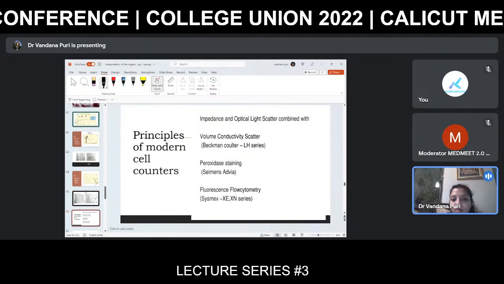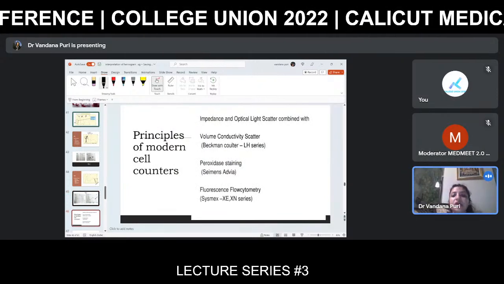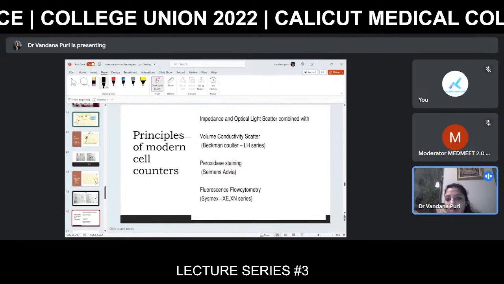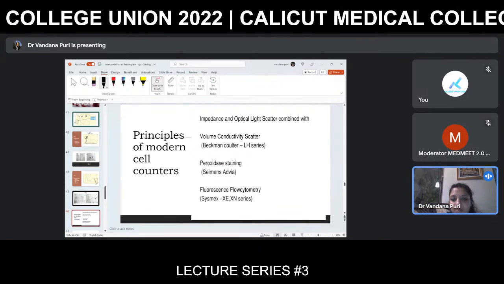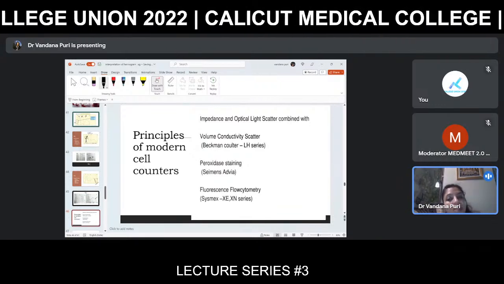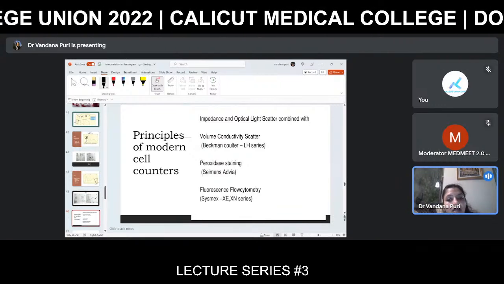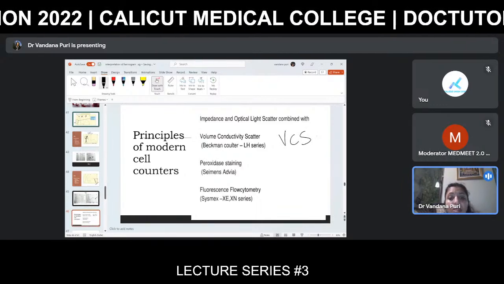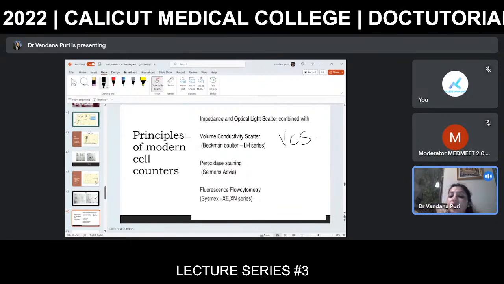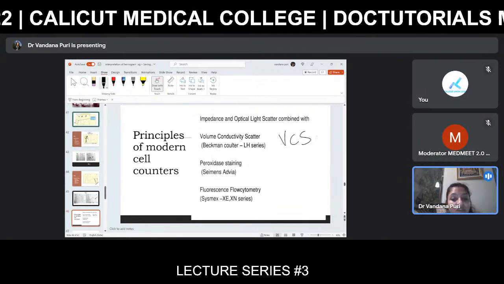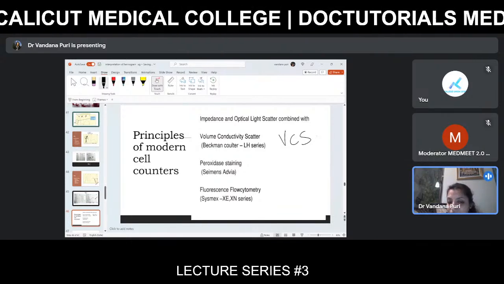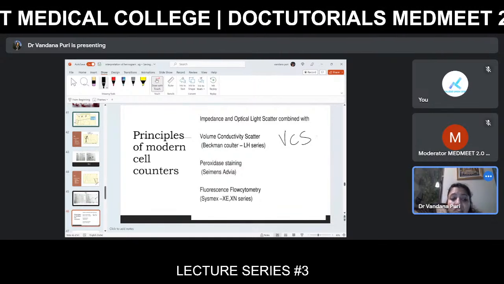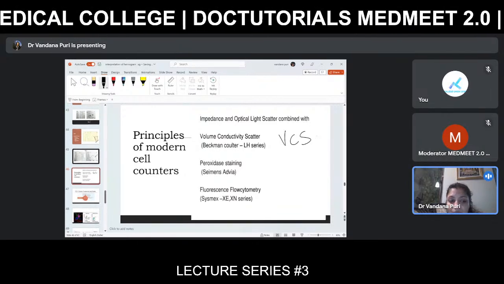So now these were the basic three-part counters which we went over. Just a word about new modern cell counters. Modern cell counters have impedance in every counter. Apart from that, we have other principles: volume, conductivity, scatter. This is called VCS technology, which is typical of Beckman counters. We have peroxidase methodology, which is ADVIA. And we have the fluorescence flow cytometry method, which is used in Sysmex.